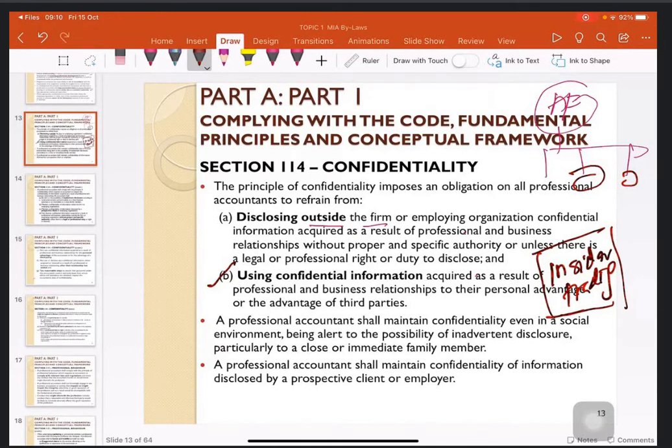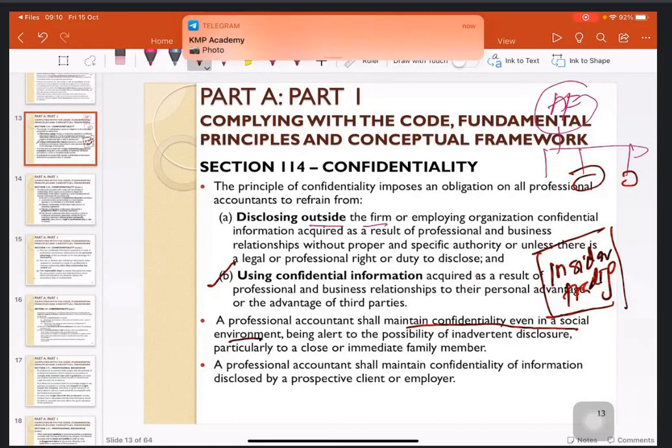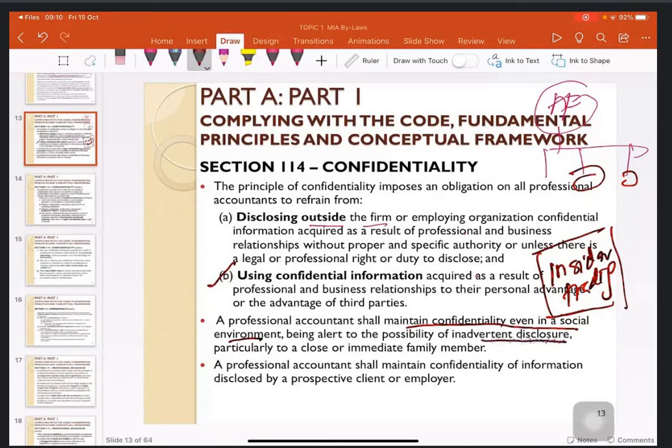As an accountant, you shall maintain confidentiality even in a social environment. You cannot sit and chat with friends, saying oh, you know what happened to this company, what the board of directors did, what this Tan Sri did, what that Datuk did. Do not gossip too much. You also need to ensure that you do not disclose it even to your close family or immediate family. You cannot go home and tell your children, or tell your parents what you did at the office. You should not disclose any information, okay?